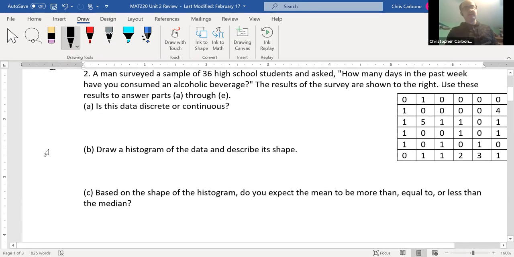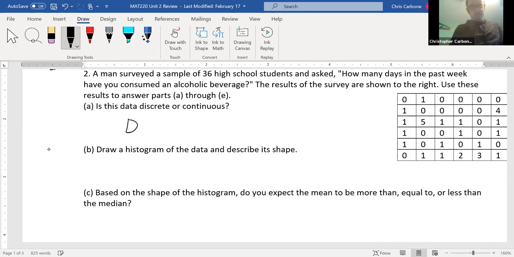For the second, a man surveyed a sample of 36 high school students and asked, how many days in the past week have you consumed an alcoholic beverage? And the results of this survey are on this table. Use these results to answer parts A through E. So as you can imagine, a longer-ish question. But they first want to know, is the data discrete or continuous? Looking to the right, all those values are whole numbers, and the highest is 5, lowest is 0. So the data here is discrete.